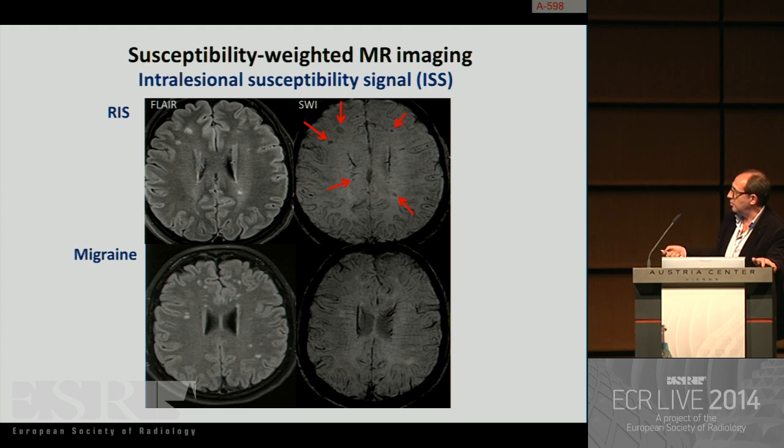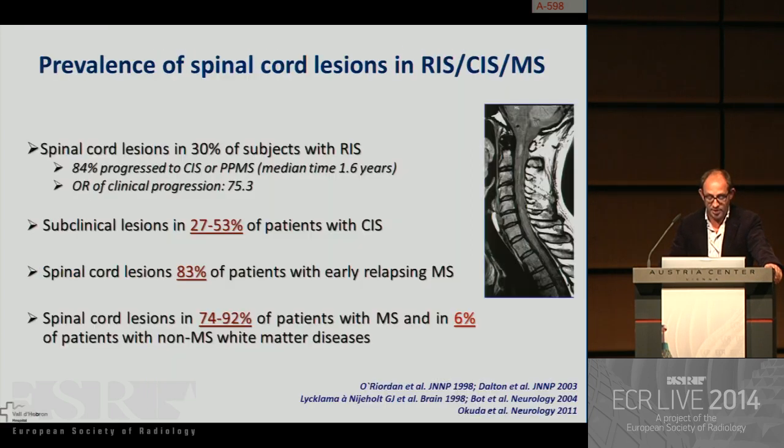while this finding is absent in patients with focal white matter lesions related to migraine. And this is again the patient I showed you before with these subcortical lesions, and none of them show these areas of low signal intensity as described in patients with a radiologically isolated syndrome.